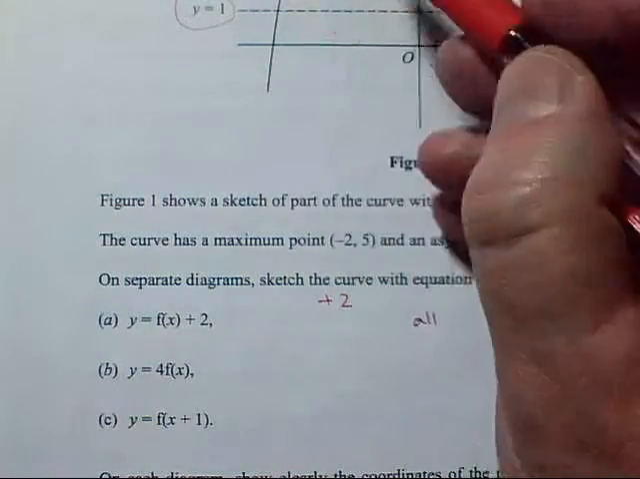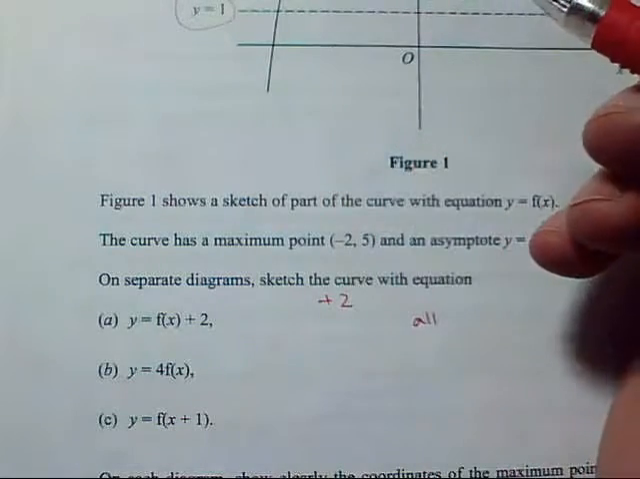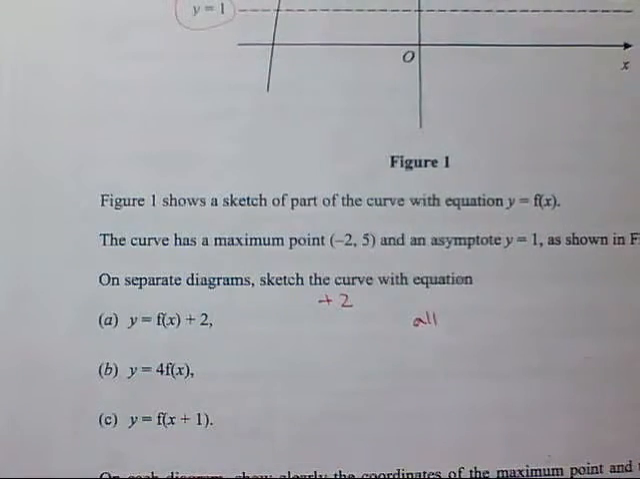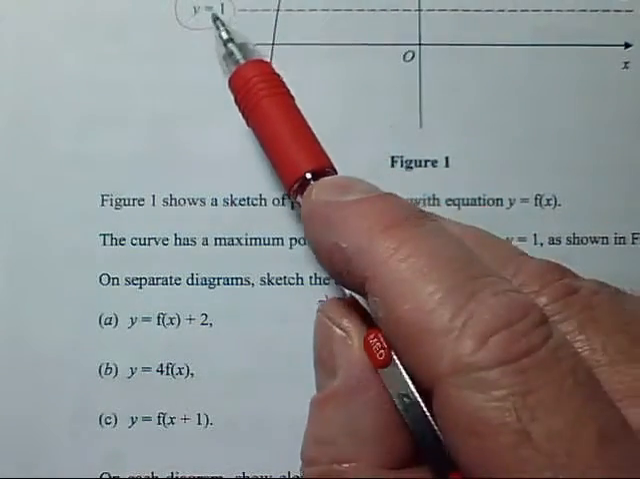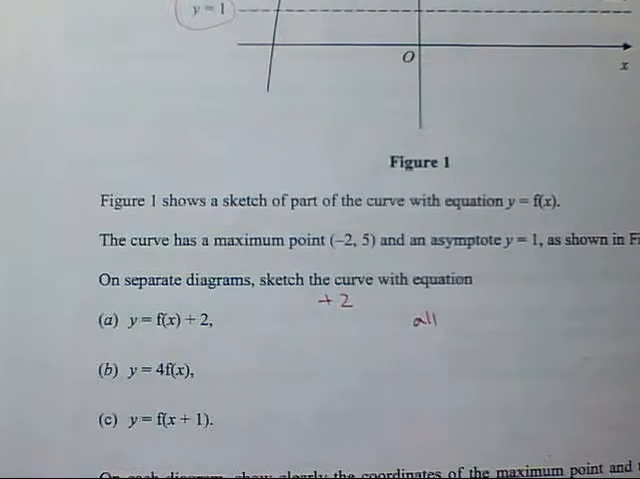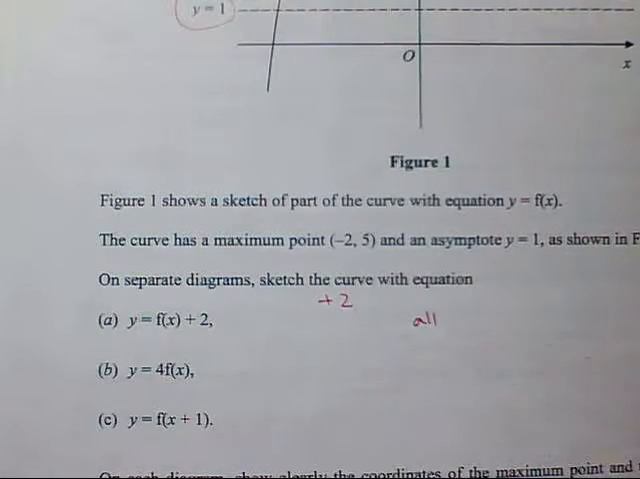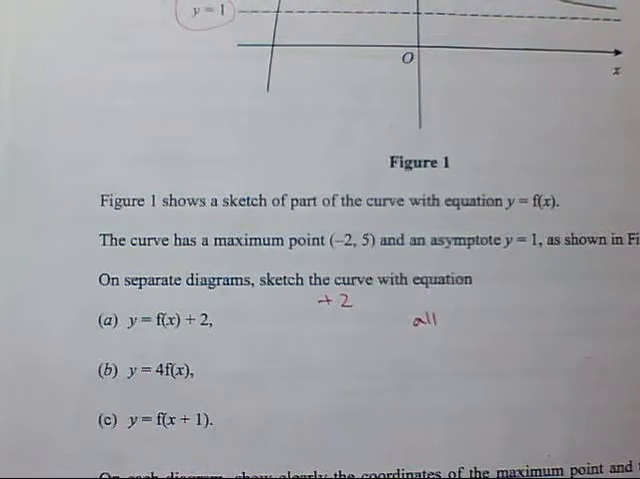Okay, so once you know where this point goes to and where the asymptote goes to, and you can visualize what will happen to other points, you should have no difficulty in drawing another sketch with the equivalence of this point and the asymptote labeled on. So that should see you through parts A, B and C, which is all you've got to do.